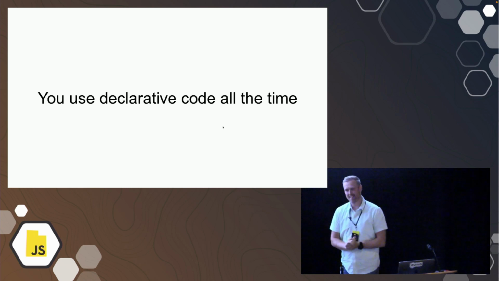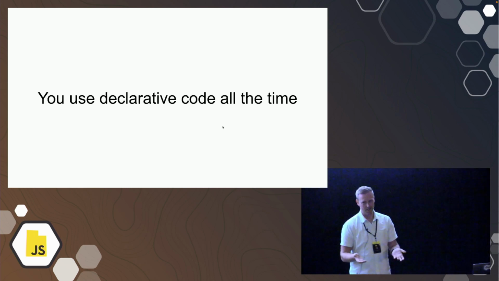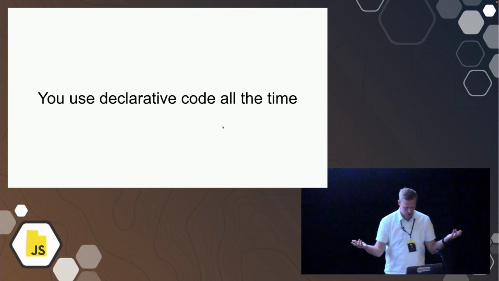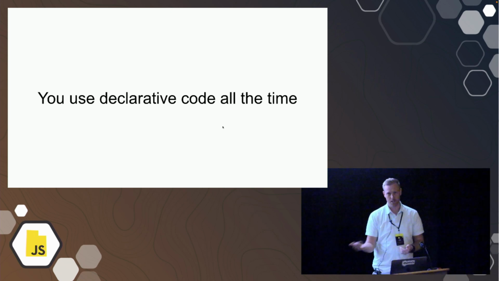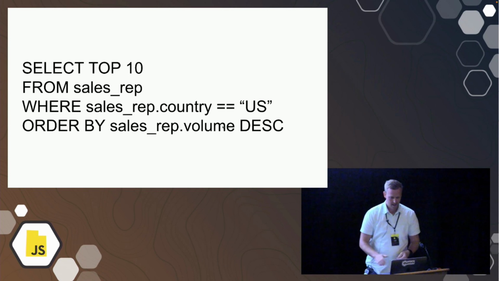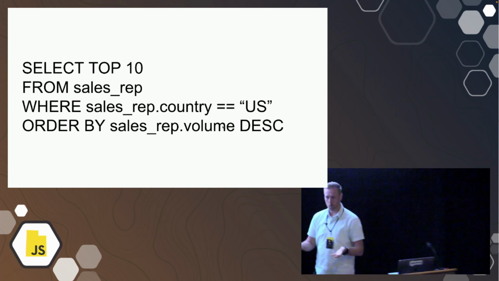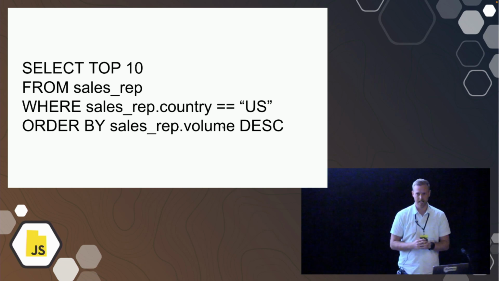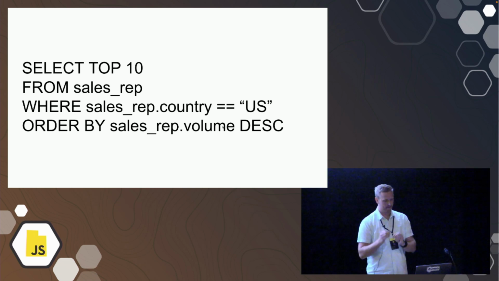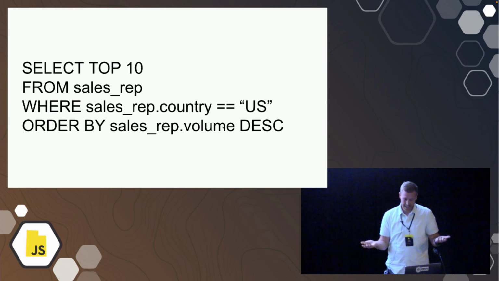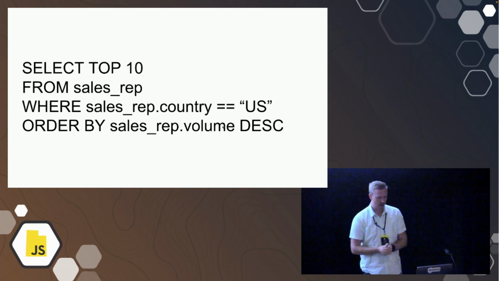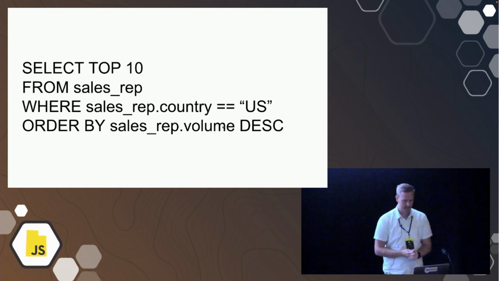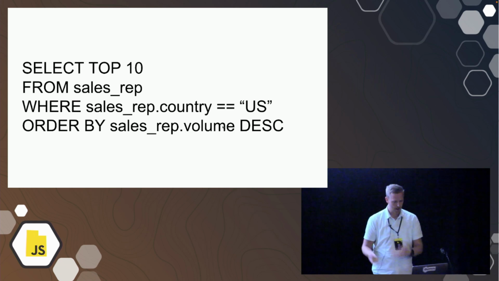All right, so I'm going to tell you this now. You use declarative code all the time, whether you're front end, back end, and let me show you some examples of what you might do that's declarative. SQL queries are declarative. You're not telling the SQL engine exactly how it should filter down your sales reps. You're just kind of telling it some parameters and constraints on how you want it to query the database for your sales representatives and how you want to order them.